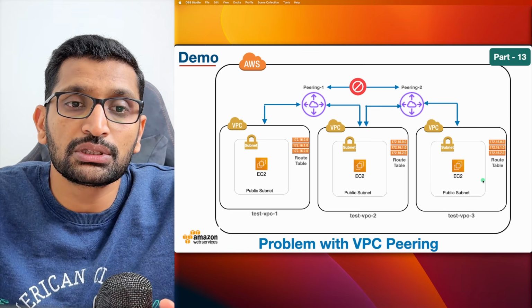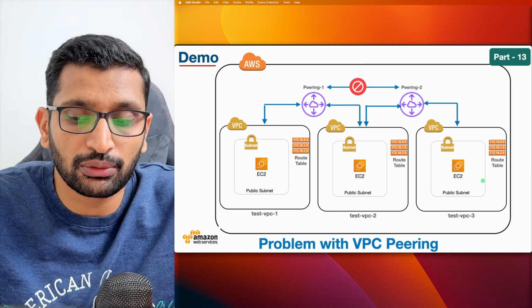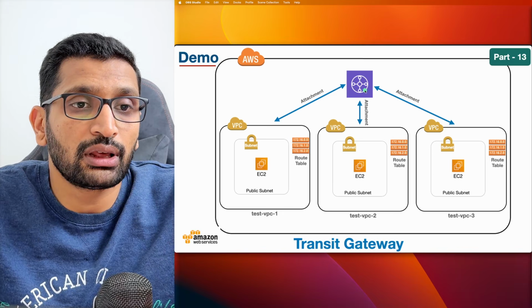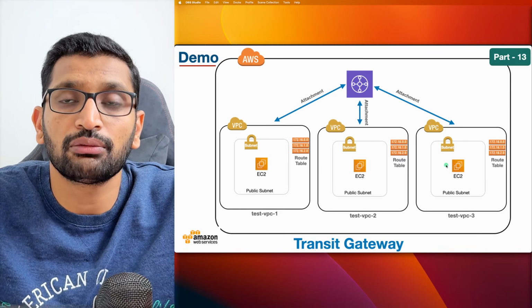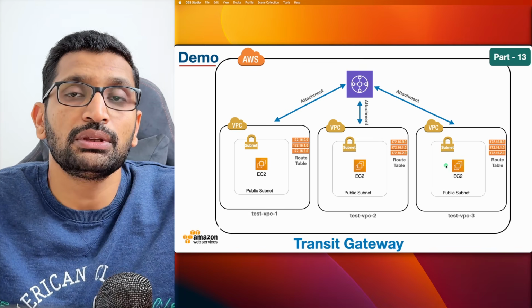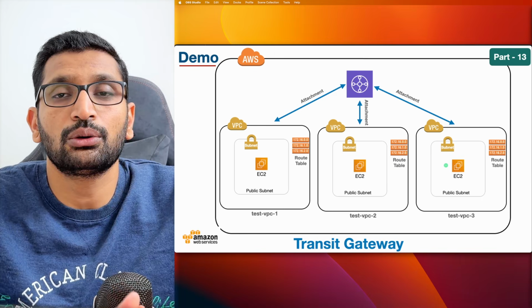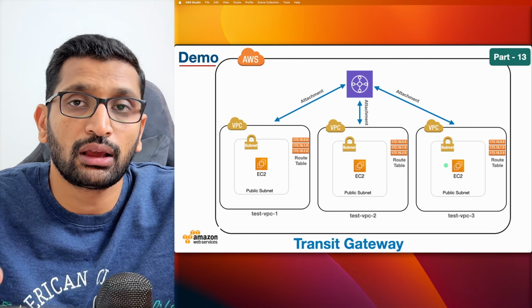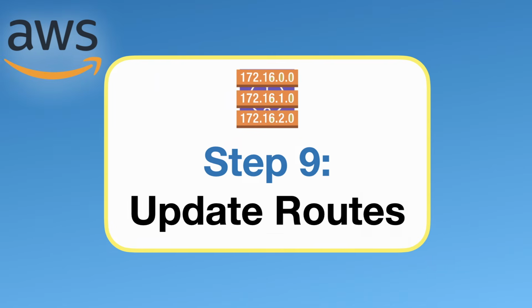The more VPCs you have, the more VPC peerings you need to create. But if you take a look at our transit gateway, then it is not the case. Here we have a single transit gateway, and it is connecting to VPC1, VPC2, and VPC3. So that's why transit gateways are more efficient than VPC peering. If you have 2 or 3 VPCs, then VPC peering is fine. But if you have more than 10 or 50 VPCs, then I would recommend using the transit gateway.